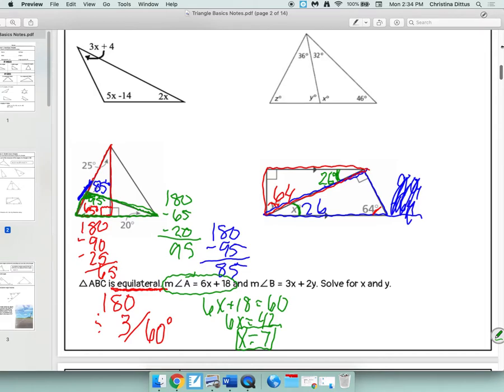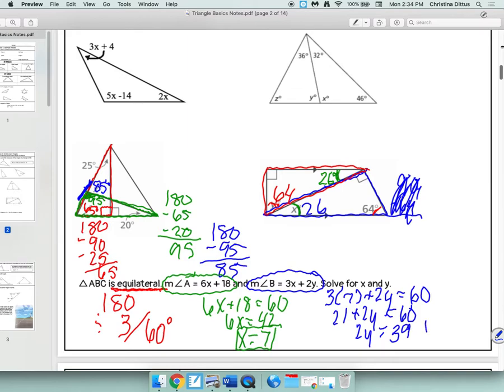Alright. If angle A is 60, how big does angle B have to be? 60. You'll notice I have an x in here. What do you think I'm going to plug in for x? 7. So we got 3 times 7 plus 2y, and you told me it has to equal 60. 3 times 7, go. 21. Yeah, 21. Plus 2y equals 60. What do we get? 39. Yes, it's a decimal. Yes, it's okay. Life will go on. 19.5.